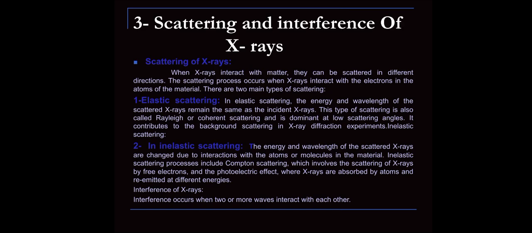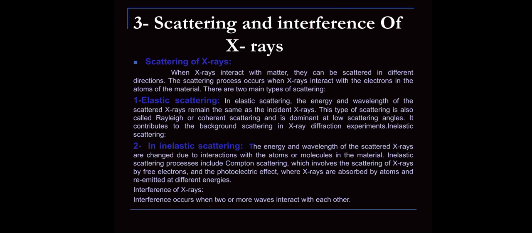Second, inelastic scattering. The energy and wavelength of the scattered X-rays are changed due to interactions with the atoms or molecules in the material. Inelastic scattering occurs by free electrons and the photoelectric effect, where X-rays are absorbed by atoms and re-emitted at different energies.